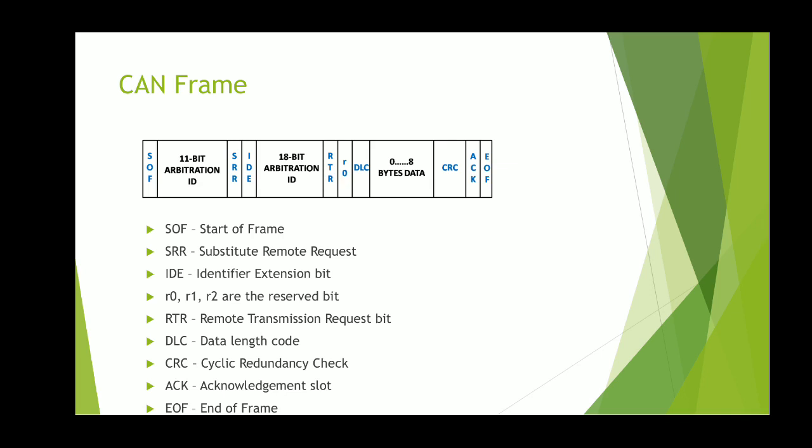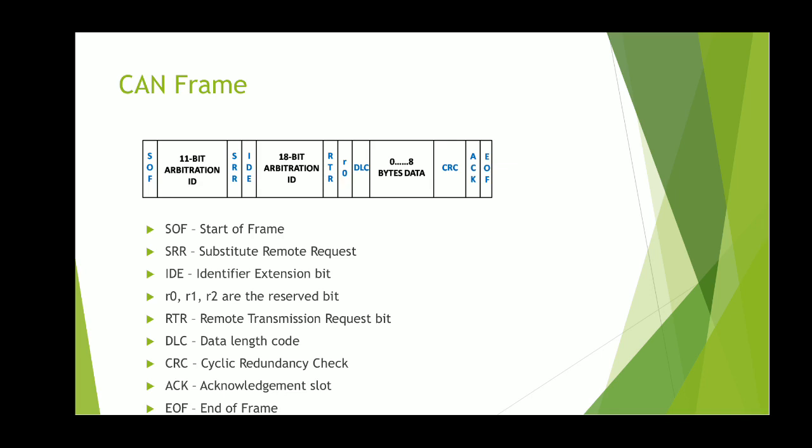And this R0 field is used as a reserved bit, and it can be used for future protocol extension phases. And the DLC field is nothing but the data length code, and it indicates the length of the data. Followed by the DLC field, the next field is the data field. Here we send the actual data.